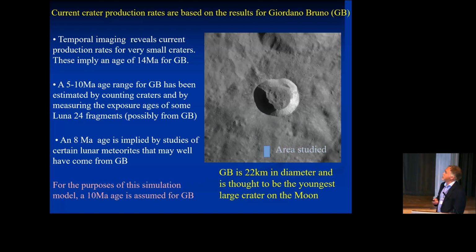An age range of 5 to 10 million years for GB has been estimated from counting craters and also from exposure ages of particles from the Luna 24 site in Mare Crisium. And an 8 million year age for GB is implied by the studies of certain lunar meteorites that are thought to have come from GB. For the purpose of this simulation, I'm assuming an age for GB of 10 million years. GB is the largest known large young crater on the moon, and you can see the area studied outlined in a blue square there.